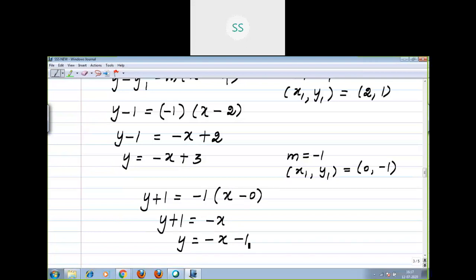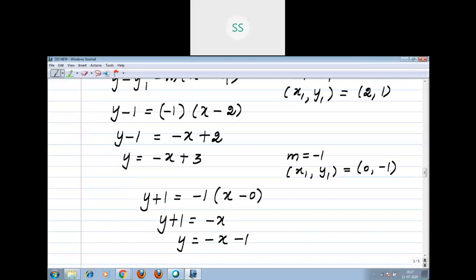Here what is the slope of the equation? Coefficient of x. What is your coefficient of x? Minus 1. In the question what is given? The slope of the tangent is minus 1. So what we found, the equation of the tangent, is 100% correct, right?